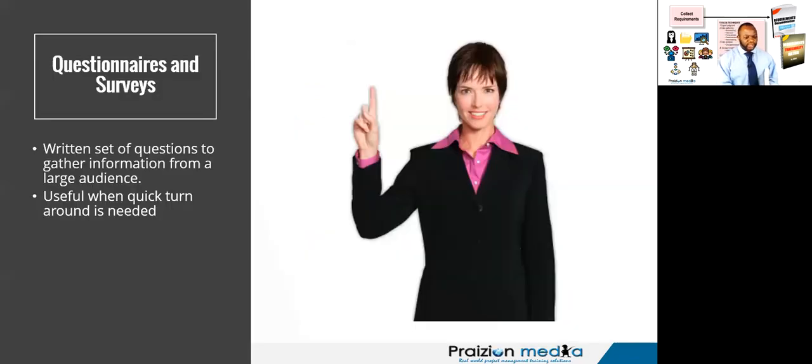So next we have questionnaires and surveys. A written set of questions to gather information from a large audience. It is useful when a quick turnaround is needed. Now, bear in mind that you don't only have brainstorming, there is something known as brain writing. Brain writing is when you ask people to come prepared with their brainstormed ideas, to write them down. So you're not brainstorming right there in the room. They've already done some work before coming in. We call that brain writing. All right. So questionnaires and surveys is just another way you can survey people to collect requirements.